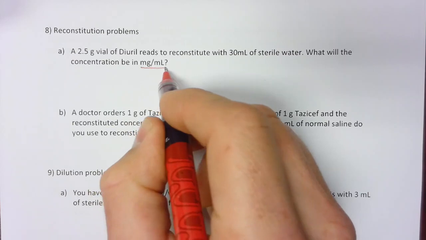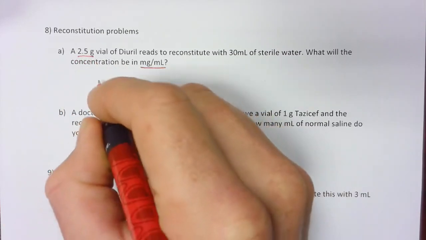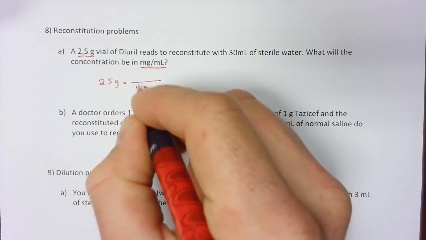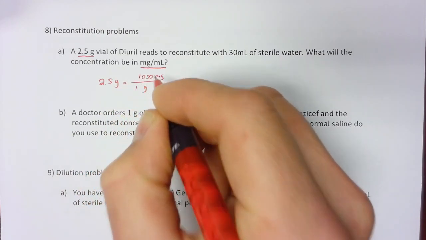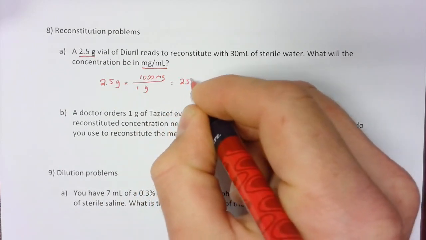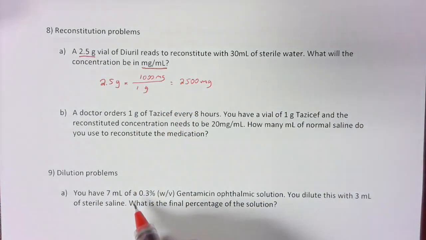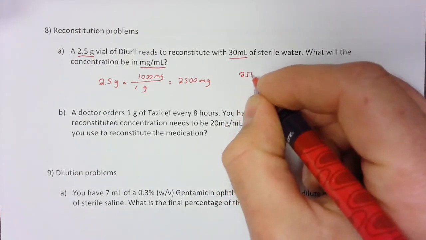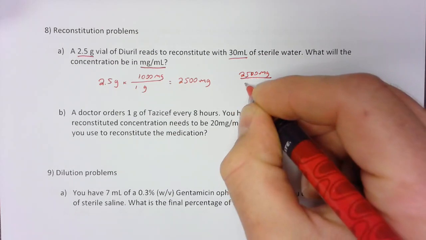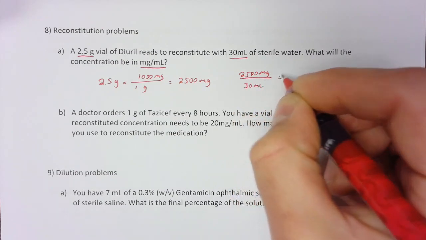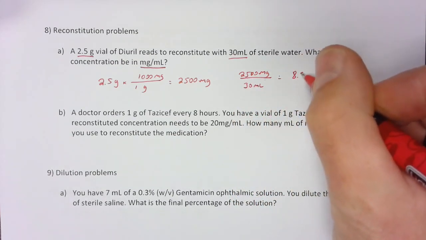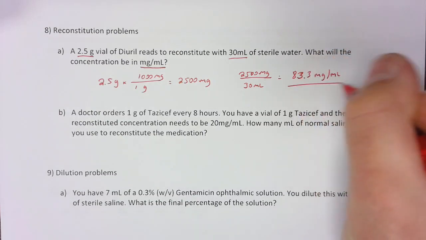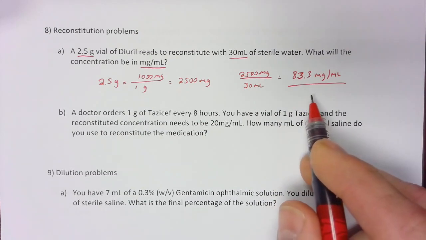Since it wants milligrams per milliliter and I have grams here, I need to convert first to milligrams. So we'll do that. And that's going to be 2,500 milligrams. And it says to reconstitute with 30 milliliters of water. So I'll just take my 2,500 milligrams, divide by 30, and I get 83.3 milligrams per milliliter. This will be my concentration. Okay.